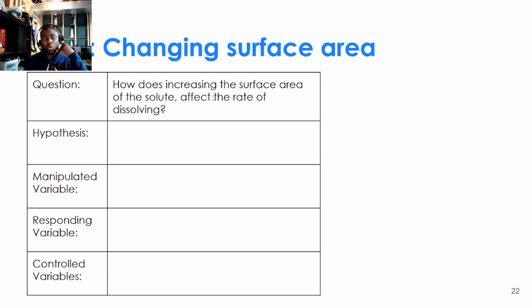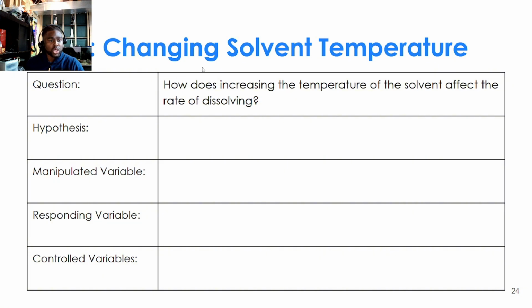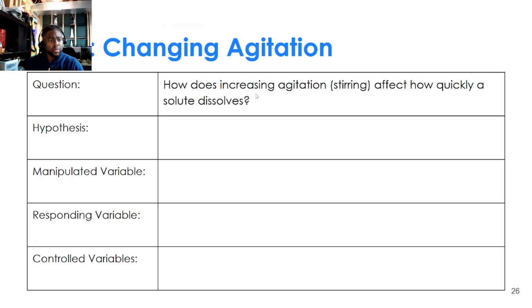Okay, so one, changing the surface area, right? How does that affect the rate of reaction? Two, changing the solvent temperature. Well, we kind of alluded to increasing the temperature, and that creates a supersaturated solution. Three, changing agitation. So agitation is stirring or mixing, right? How does that affect the rate at which a solute dissolves in a solvent?